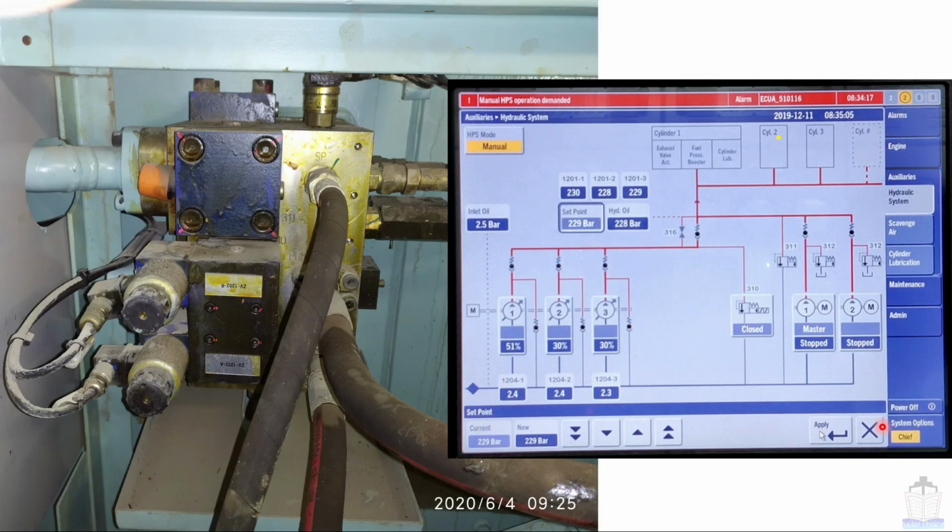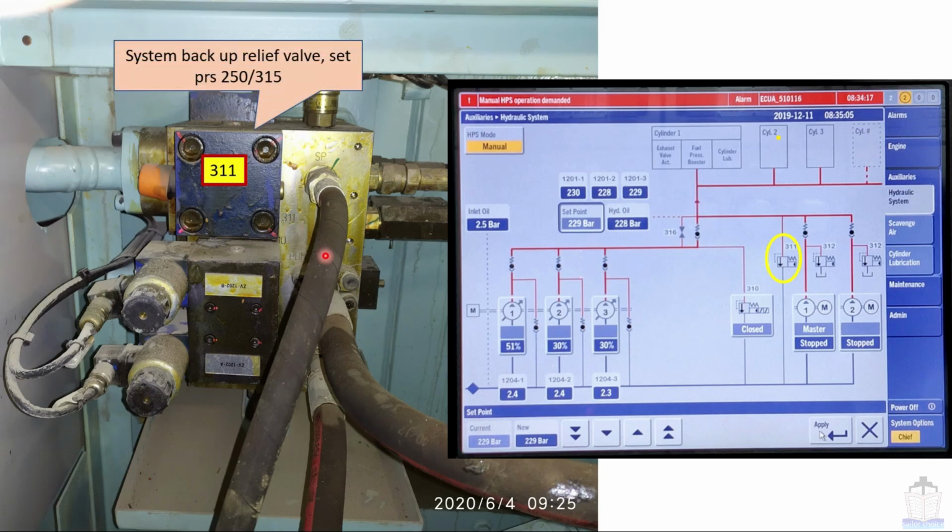Here we are going to see the position of valve number 311 and 310. This is 311 shown in the hydraulic diagram. Here this valve is 311. Here also 311 is stamped on the body, as you can see. This valve number 311 is named system backup relief valve. Set pressure is 250 in a 200 bar system and 315 in a 300 bar system.